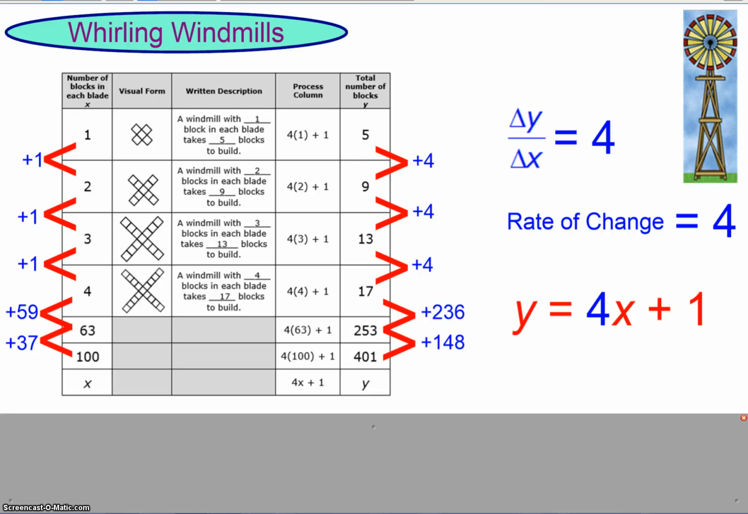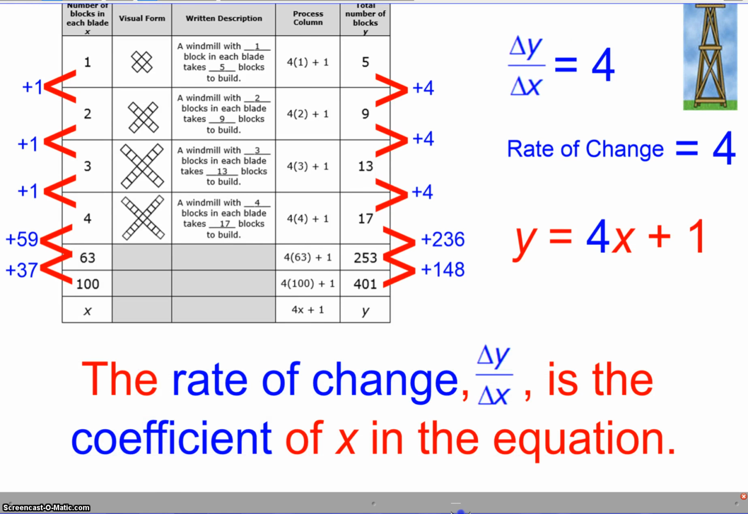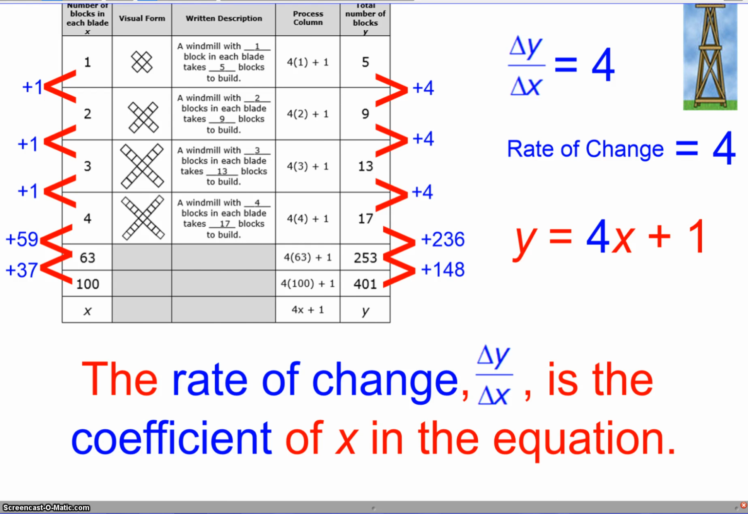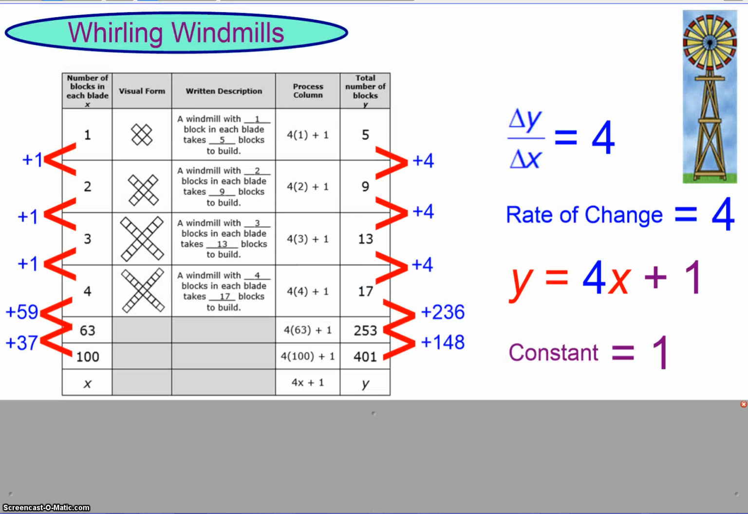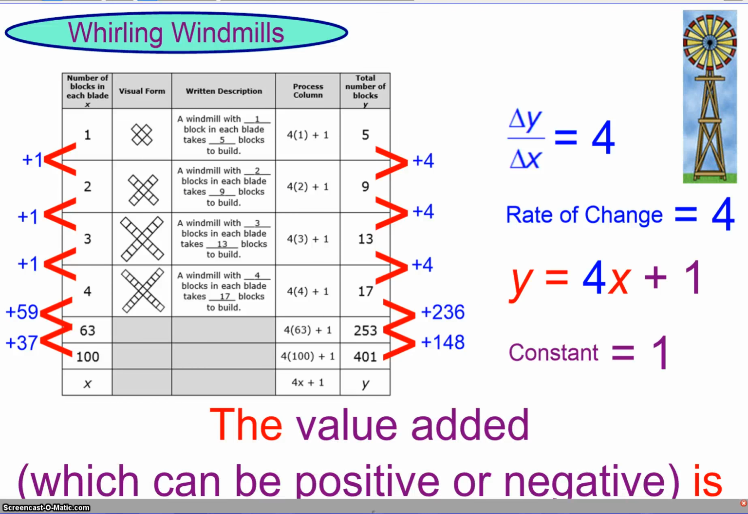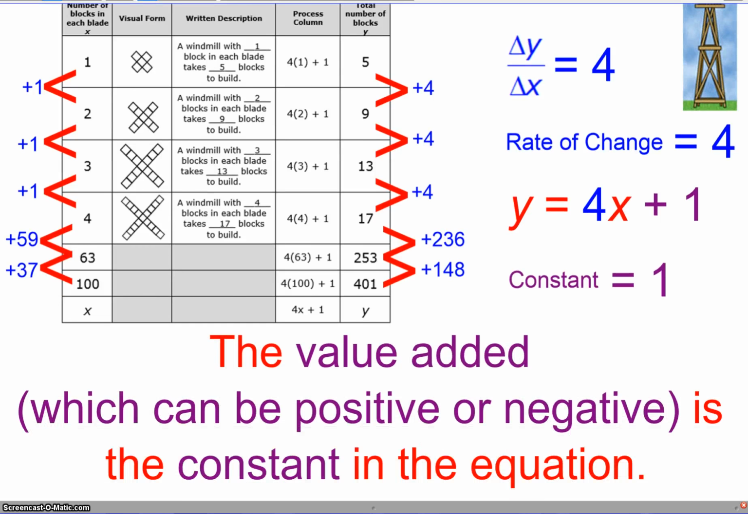This is just a slide of everything that we've done. But let's see what the questions ask at the bottom. You just need to know the rate of change, change in y over change in x, is the coefficient of x in the equation. And I just said that in the previous slide. Oh, here's another thing, sorry. The value added, which can be positive or negative, is the constant in the equation. So you need to know the word coefficient, which is your rate of change, and you need to know that whatever you're adding or subtracting at the end of a linear equation is called your constant. Those are words that we've used in class before, so they should not be anything new.